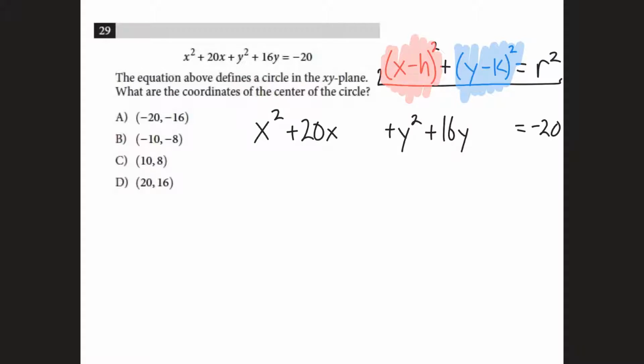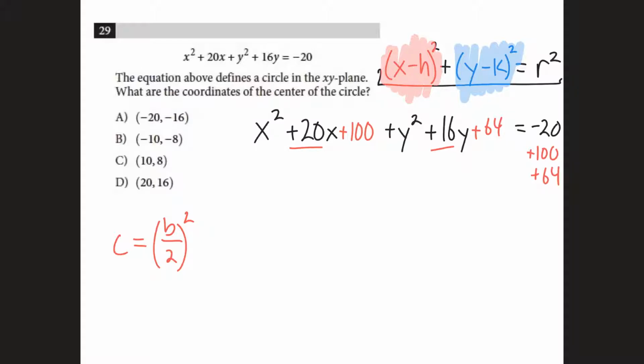Okay. We know that to have a perfect square, c must equal (b over 2) squared. So we're going to take b divided by 2 and square it. 20 divided by 2 is 10, squared is 100. If I add 100 to the left, I have to subtract 100 from the right. Do the same with y. Half of 16 is 8, squared is 64. So I'm going to add 64 to the right.